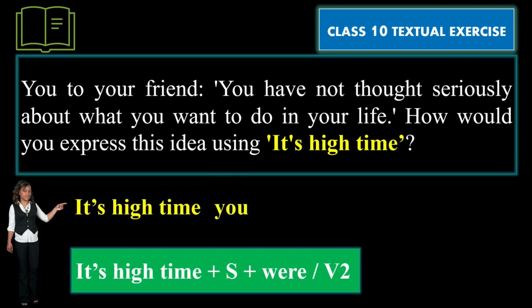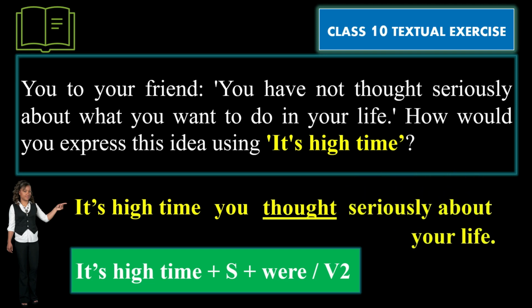So what should your friend do now? He should think seriously. Think seriously about his life. So think, the past tense of think is thought. It's high time you thought seriously about your life. You can also say it's high time you thought seriously about what you want to do in your life. Okay, let's move to the fourth one.